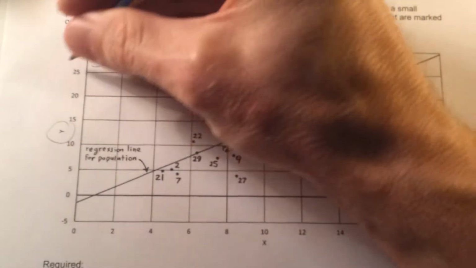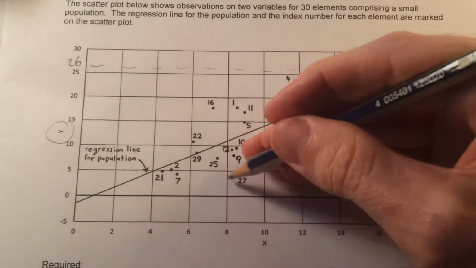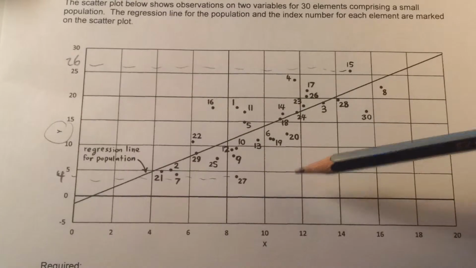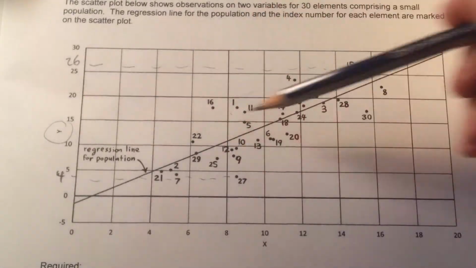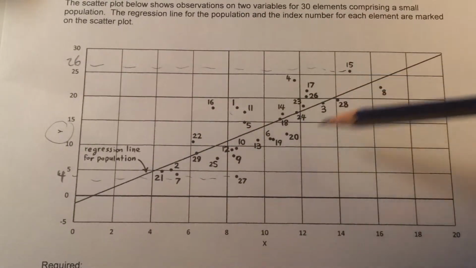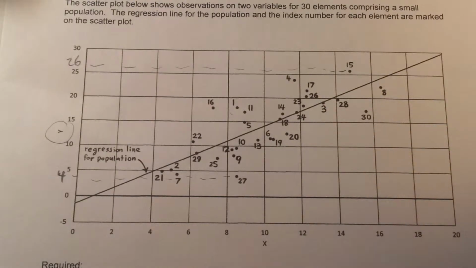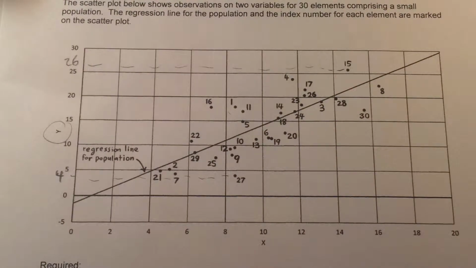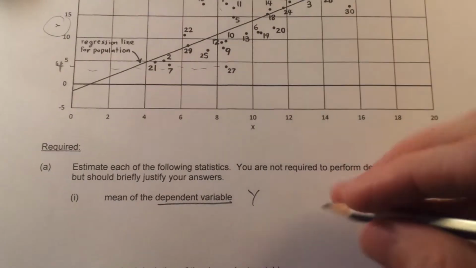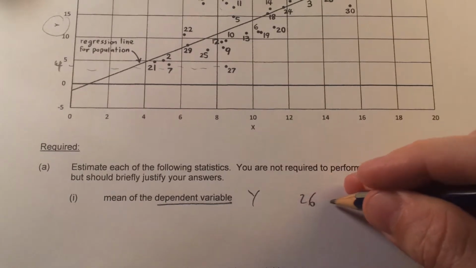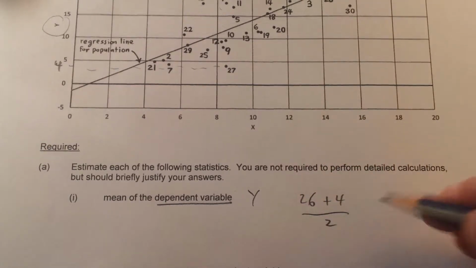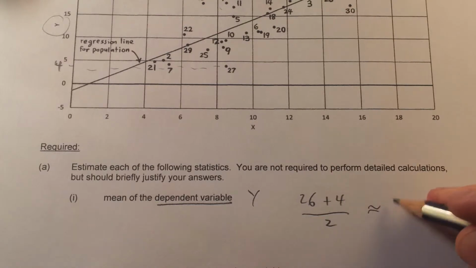Well, again, looking back at the graph, we can see that the y values range from a high of about 26 to a low of about 4. If we project all of these y values back, there's no obvious skew in the distribution. Seems fairly symmetrical, so estimating the mean to be roughly halfway between the maximum and minimum seems reasonable. So that would be a high of 26 plus a low of 4 divided by 2 to halve them, and we'll get an answer of approximately 15.